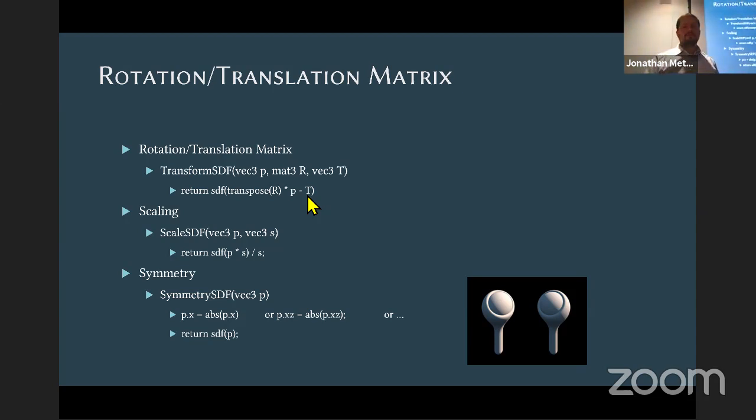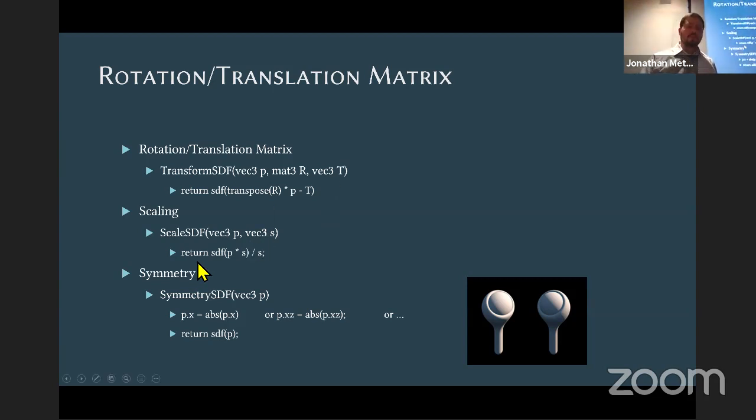Scaling is a little bit different. The reason why rotation and translation works is because it doesn't compress space. So if I were to rotate and then move, all my angles are preserved, all my lengths are preserved. There's no issue there. But scaling, we're squashing or expanding space. So it doesn't work that way.